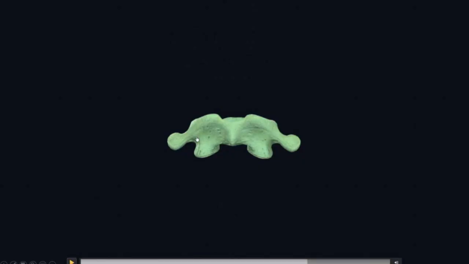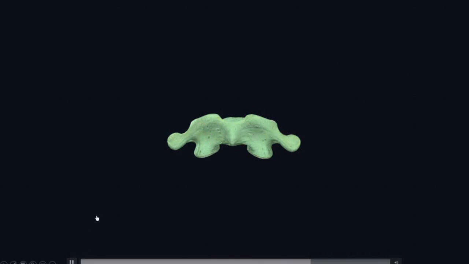Let's have a look at the C1. So this is the anterior view of the C1. As you notice, there are short transverse processes. This is what we call the lateral mass, which is the communication between the superior articular joint and the inferior articular joint, process or joint.